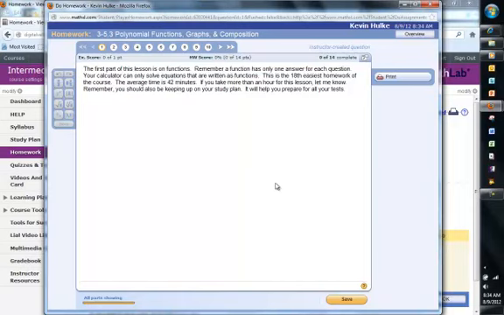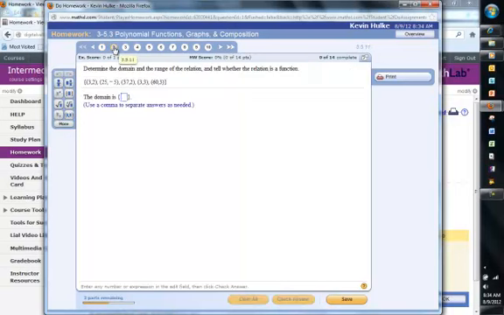All right, here we go. I better get my calculator out. All right. Determine the domain and range of this relation and tell whether it's a function. The domain is 3, 25. Remember, it's the first number in each ordered pair. 3, 60.